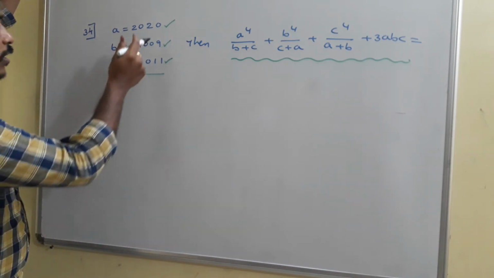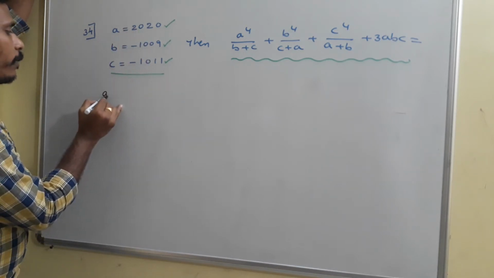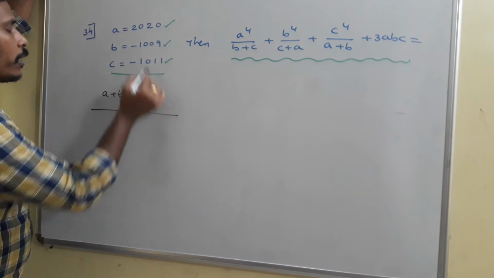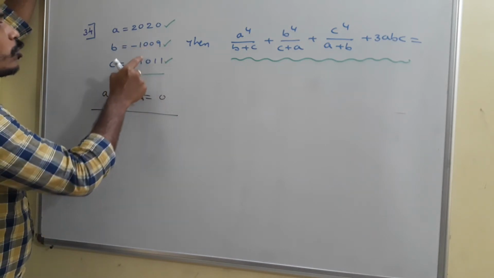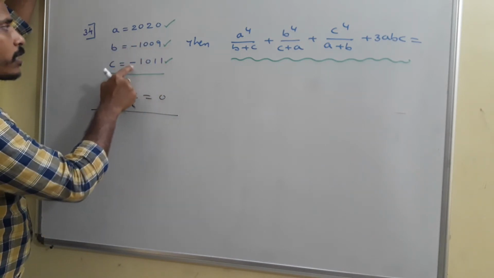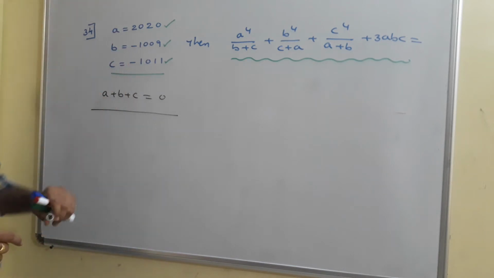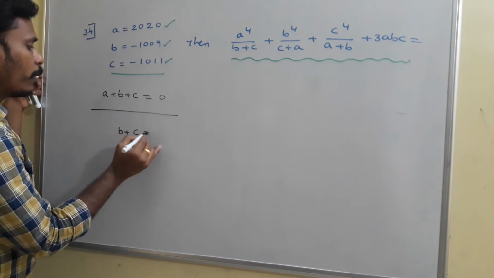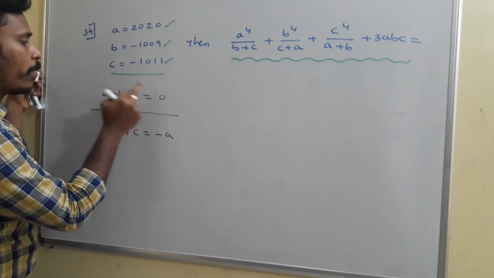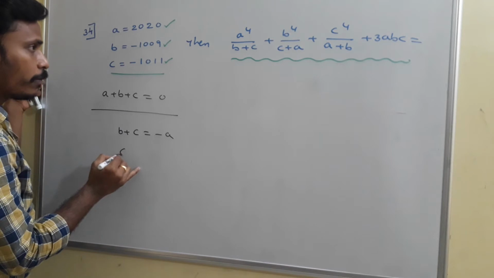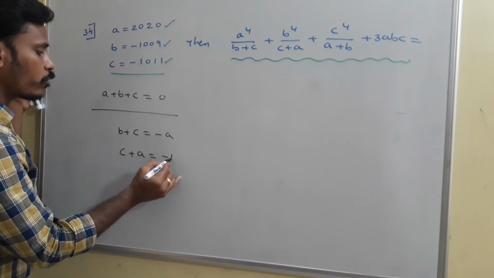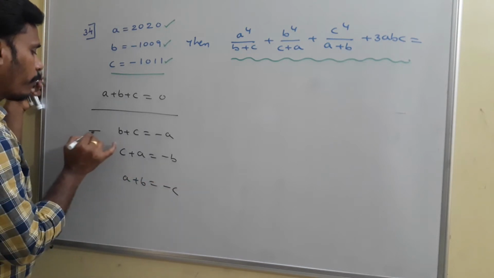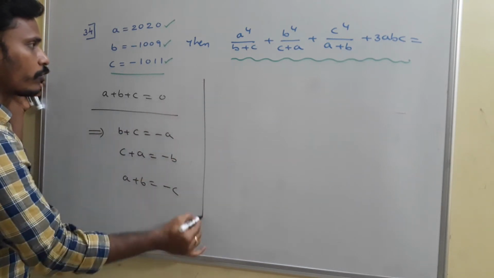First, you just observe these values in such a way that a plus b plus c is equal to 0. Is it right? If you add these three numbers, 2020 comes again but with minus signs, so a plus b plus c is 0. Since a plus b plus c is 0, b plus c is equal to minus a by sending that a to that side. Similarly, c plus a is equal to minus b, and a plus b is equal to minus c, from a plus b plus c equal to 0.